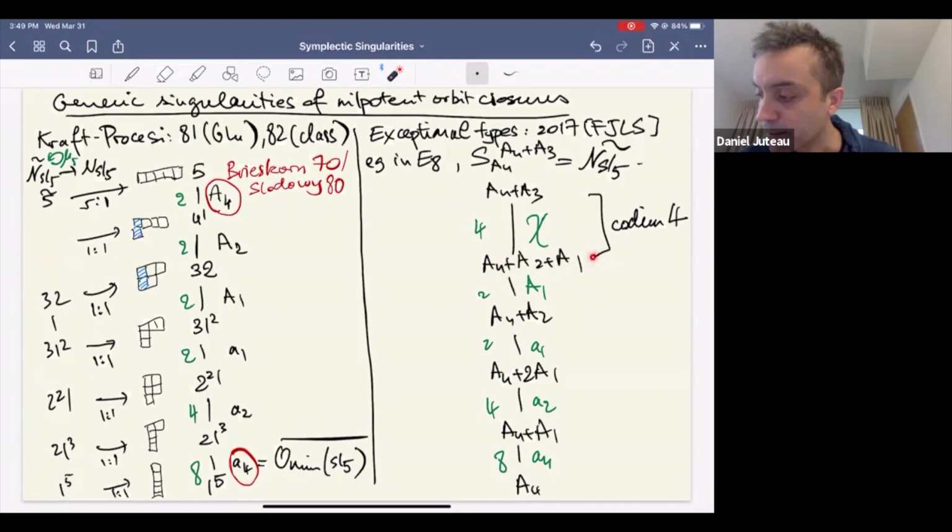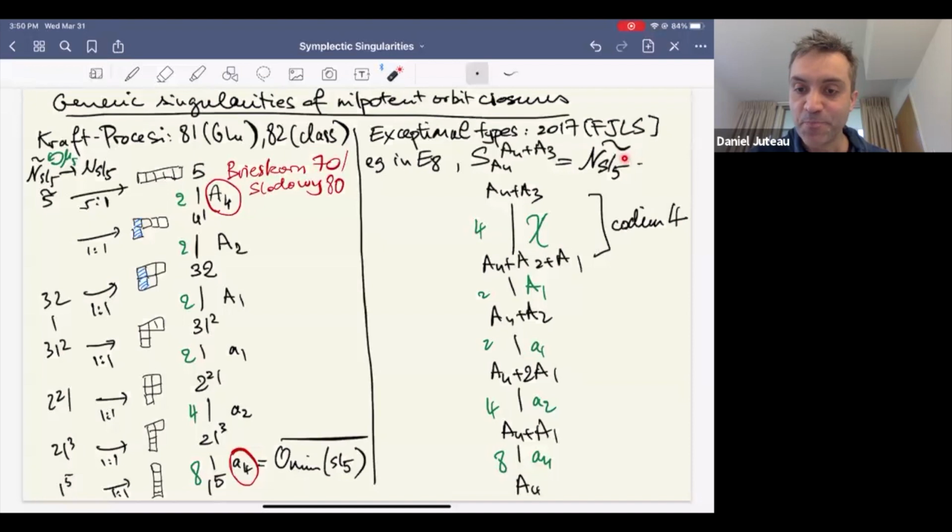And finally, one way to understand it was to go all the way up to A4, because for this orbit, if you take the reductive centralizer of an element there, you will get an SL5 semi-direct S2. And actually the full slice here is equivalent to a cover of the full nilpotent cone of SL5. So what happens with this cover?